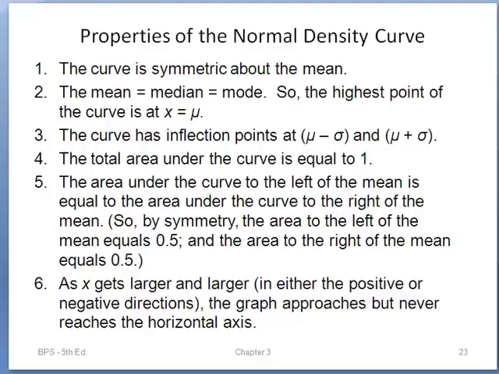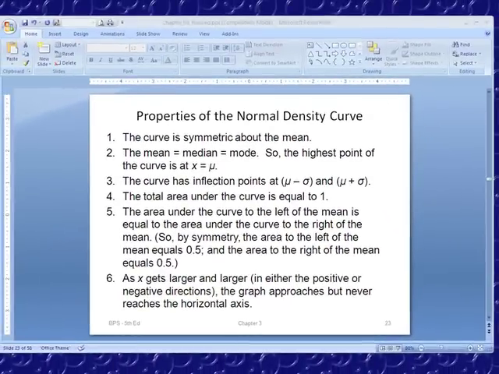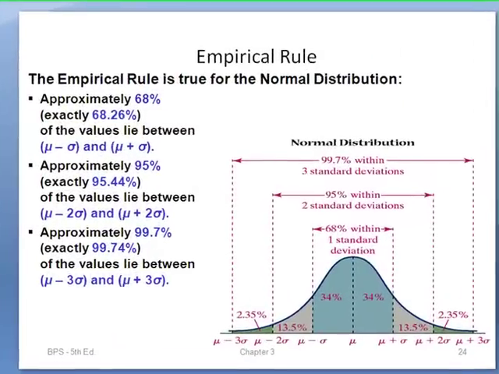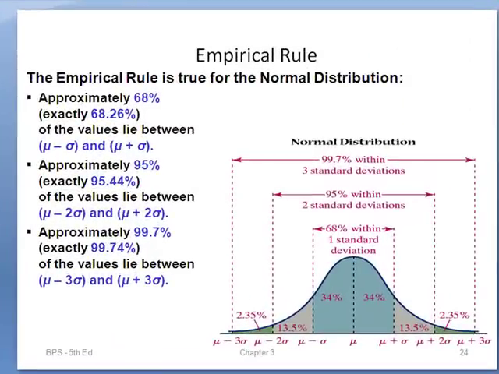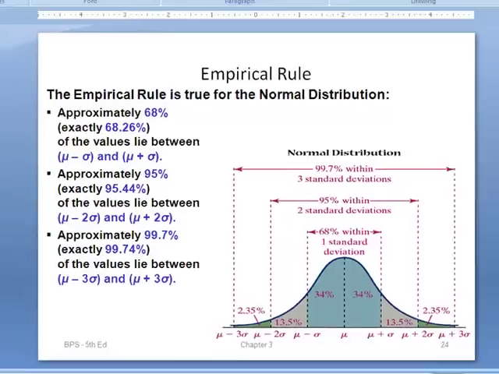The area to the left of the mean is equal to the area to the right. It's symmetric. So 50% of my data lies to the right of the mean, and 50% of my data lies to the left of the mean. As x gets larger and larger, the graph never touches the horizontal axis. It gets closer and closer to it. It's called asymptotic behavior. The empirical rule is true for normal distributions because a normal distribution is symmetric and bell-shaped.